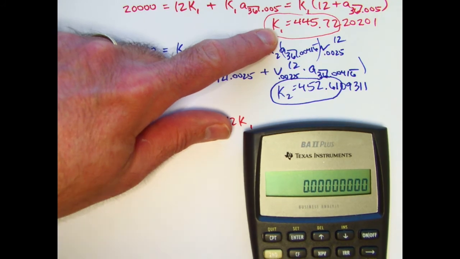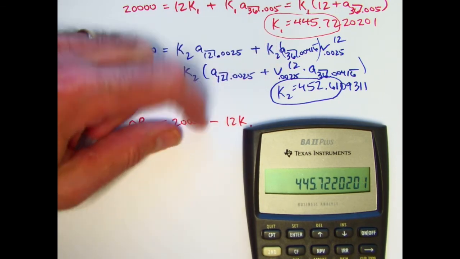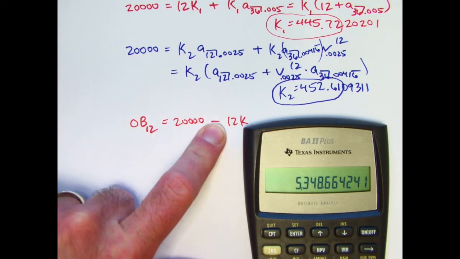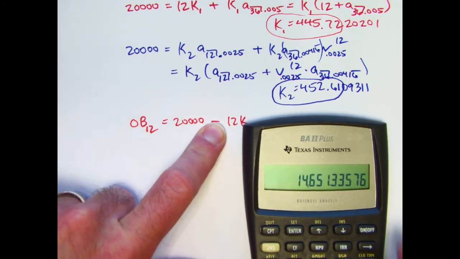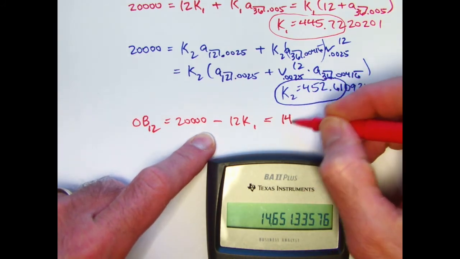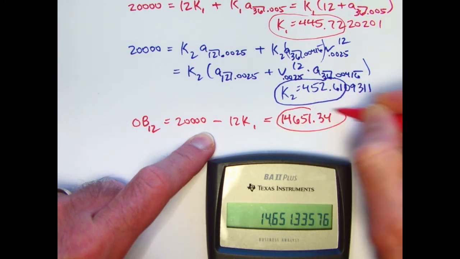Just for the sake of being careful, let's go ahead and type all these digits. 445.7220201 times 12. Subtract that from 20,000. For loan option 1, the balance at the end of the first year is 14,651.34. I will round that one.